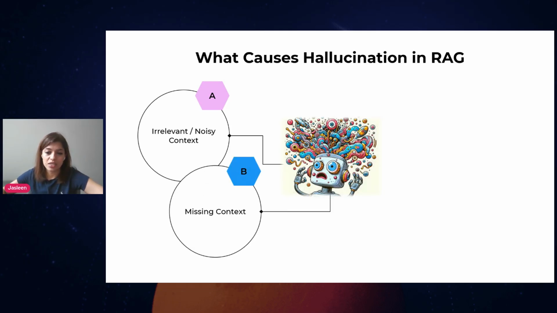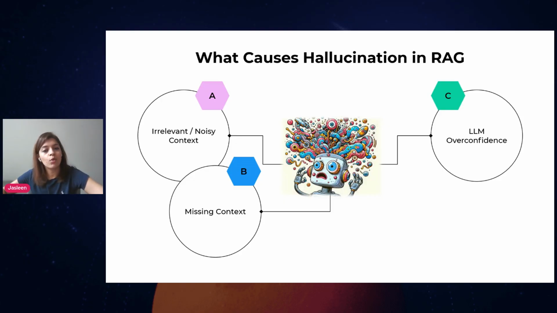The second one is missing context. Now, on the flip side, we might fail to retrieve critical pieces of information that are needed to answer the query. This happens when the query and the relevant content don't align closely enough in the embedding space. And this may happen due to how the data was chunked, poor vector quality, or the retriever's limitations. Now, the LLM, lacking the right facts, ends up filling in the blanks, which is just another form of hallucination.